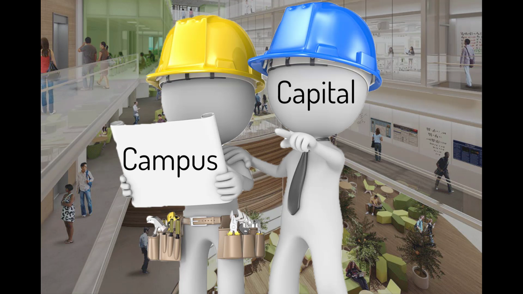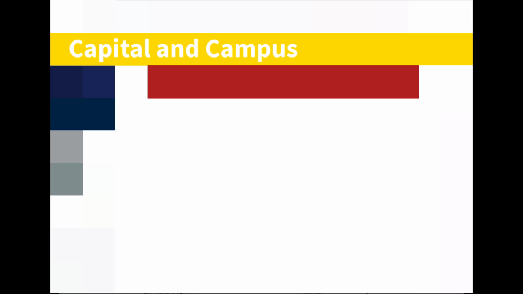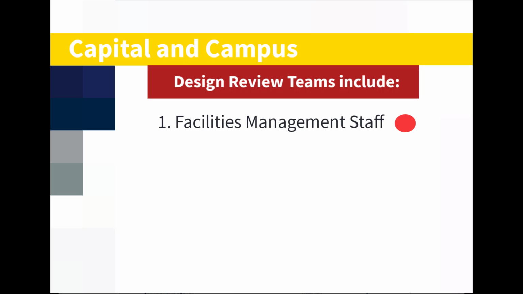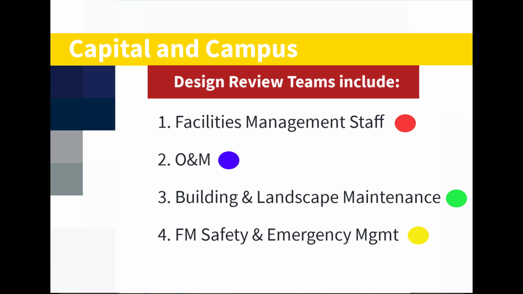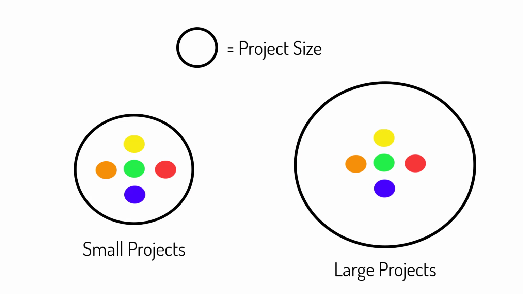Campus versus capital projects. For both capital and campus projects, the design review team can include facilities management staff for civil, structural, architectural, interior design, mechanical and plumbing, electrical, O&M, building and landscape maintenance, FM safety and emergency management, and the Department of Environmental Safety, Sustainability and Risk, or DESSR, which includes the fire marshal. The review team is essentially the same mix of people for small and large projects.